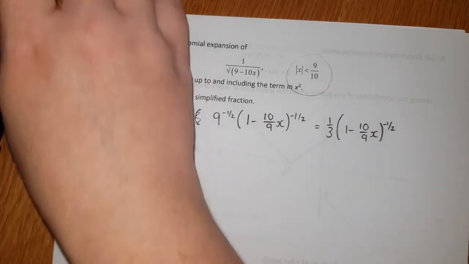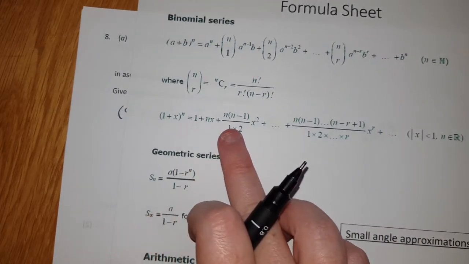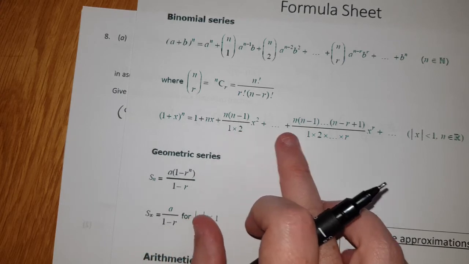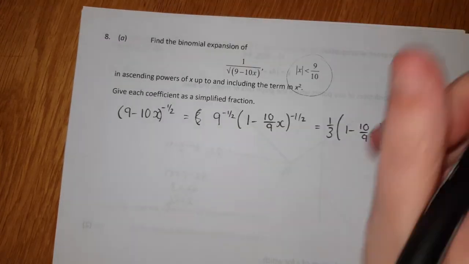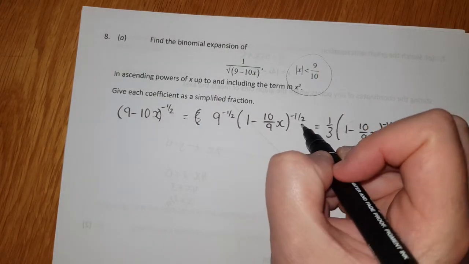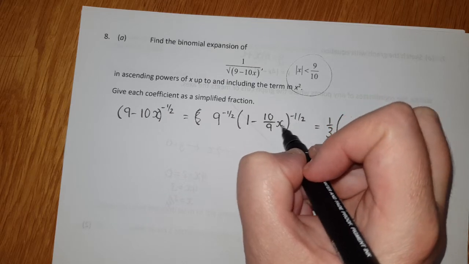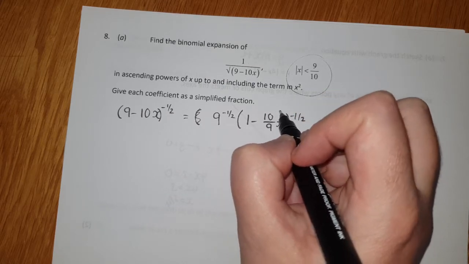After that, you're just going to follow your formula. If you don't know it, it is given in the formula book. We're using this one, 1 plus nx, plus n times n minus 1 over 2 factorial x squared, and so on. So what we get is your n value is this term, so minus a half. Your x value is everything you get there, including the minus sign.